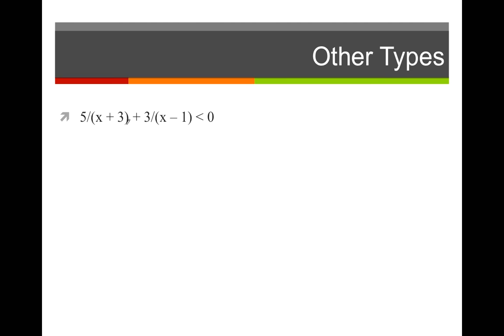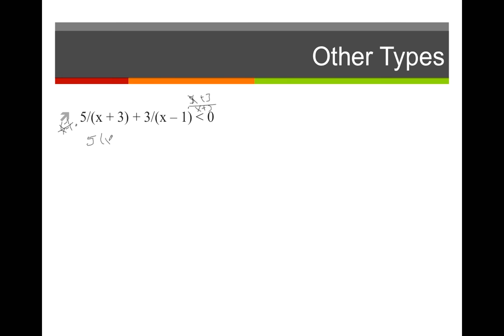If I have 5 over x plus 3 over x minus 1, I must combine these fractions. So I must create common denominators. So this one I need to multiply by x minus 1 over x minus 1. And this I need to multiply by x plus 3 over x plus 3.